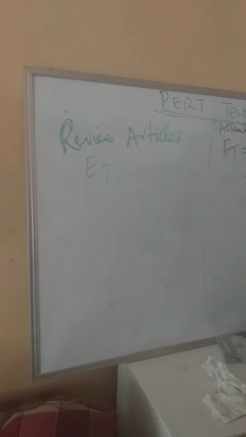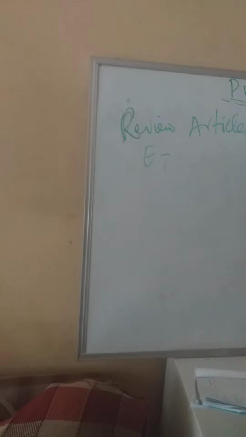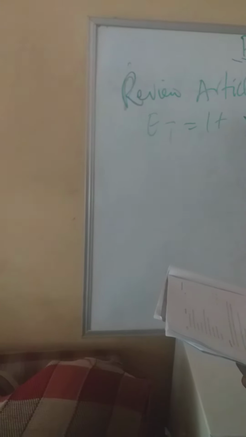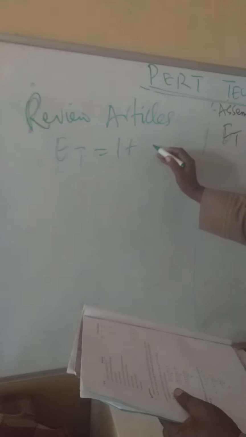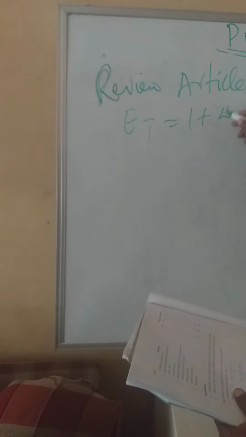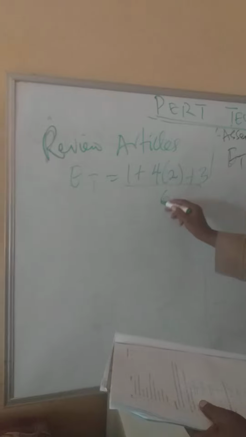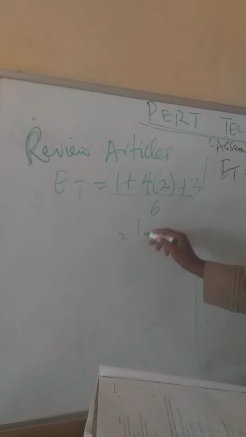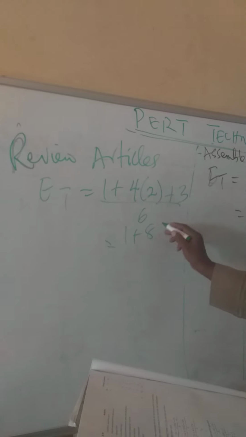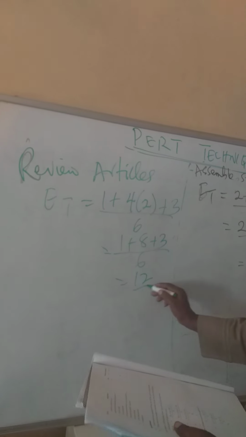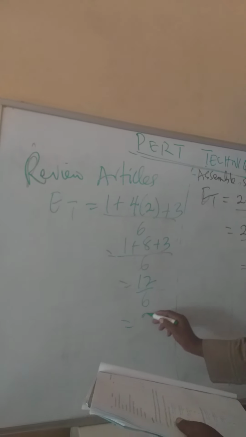ET for review articles, our OT is 1, our LT is 2 and our PT is 3 all over 6. And this one will give you 1 plus 4 times 2, 8 plus 3 all over 6. This is 12 all over 6 and this is 2.